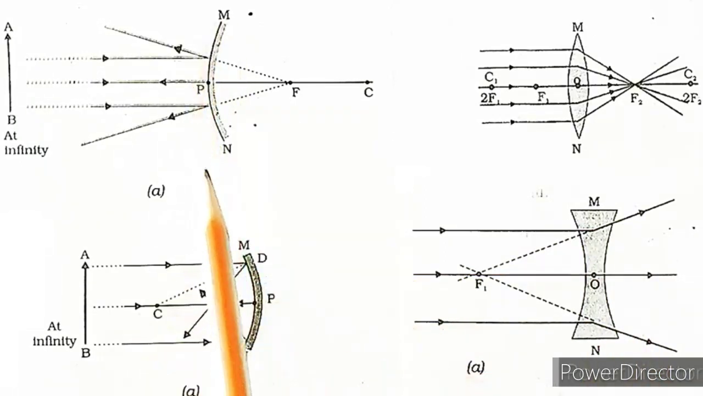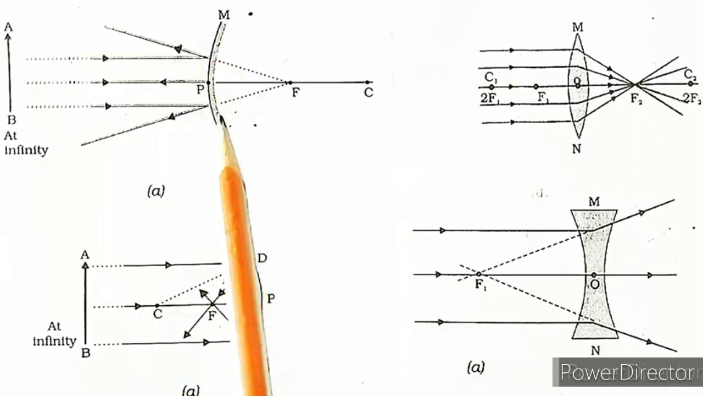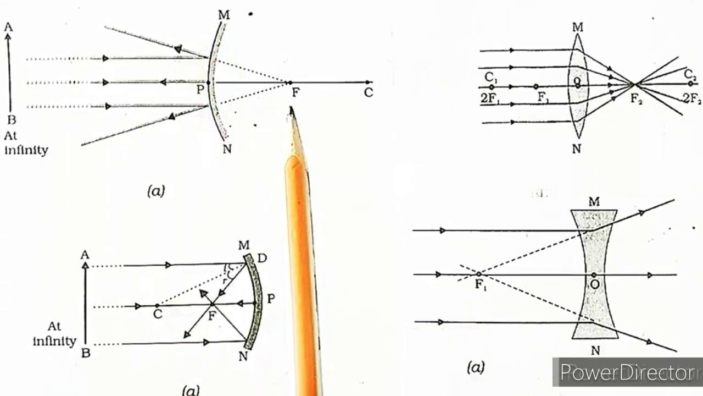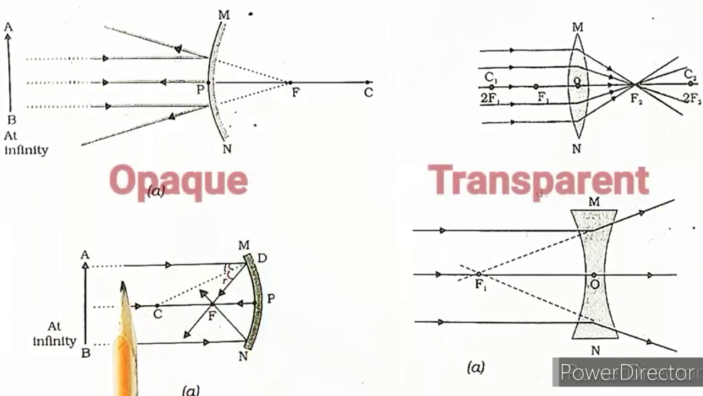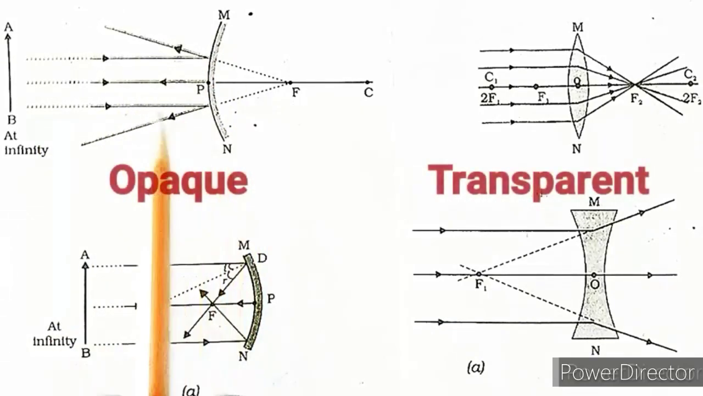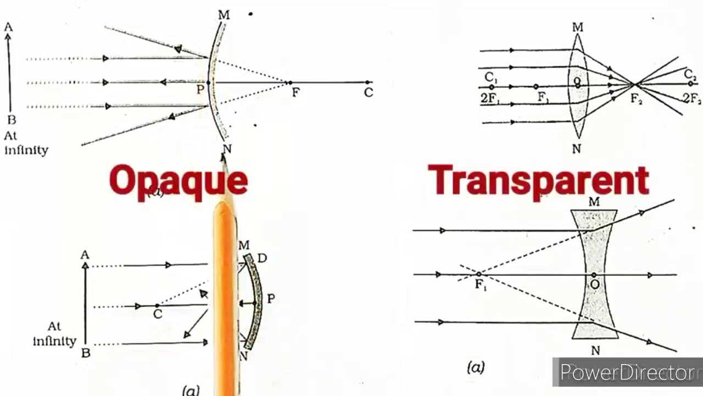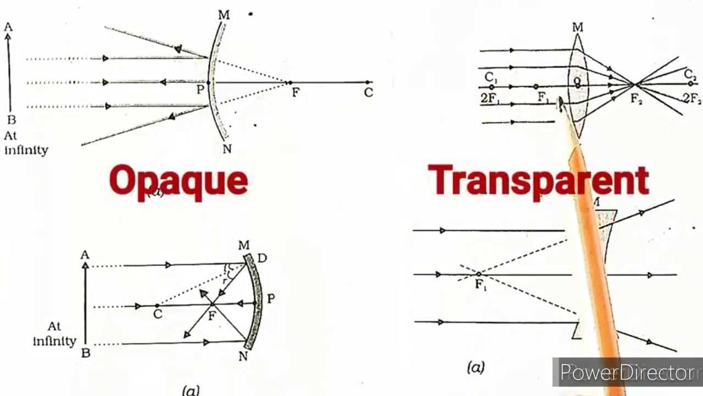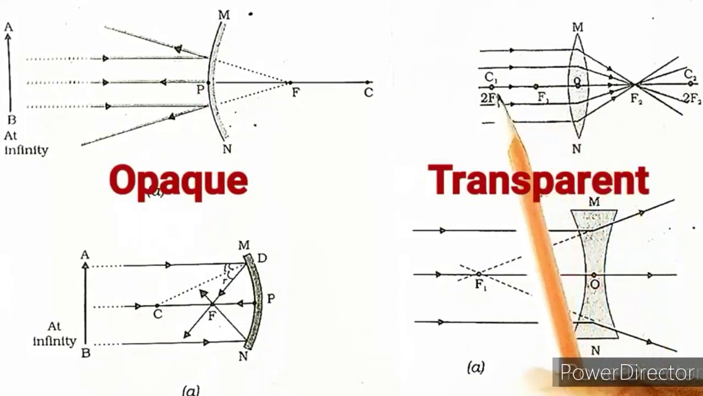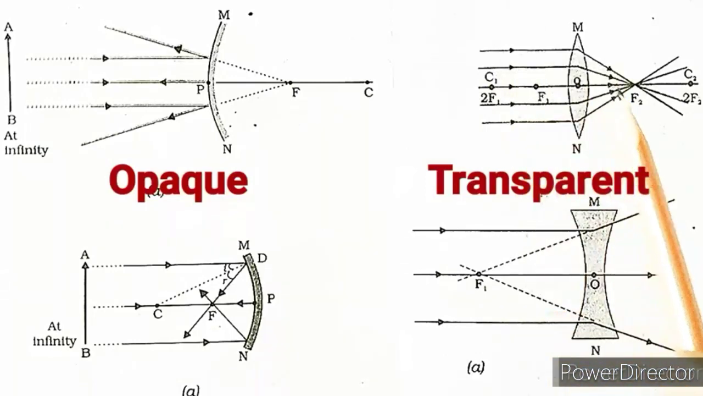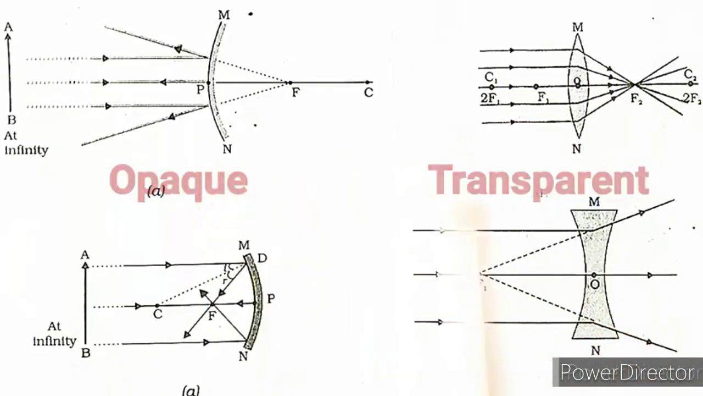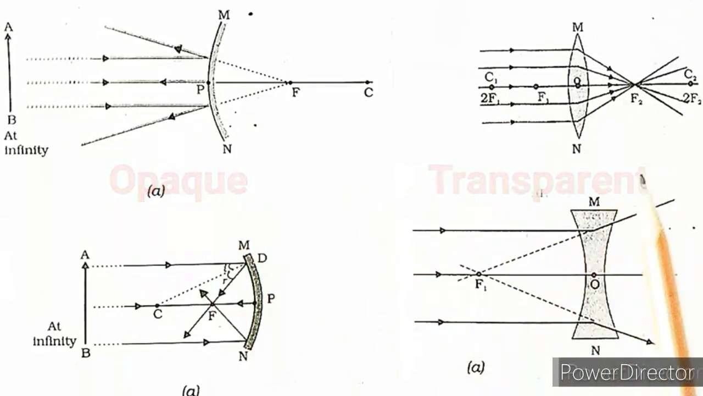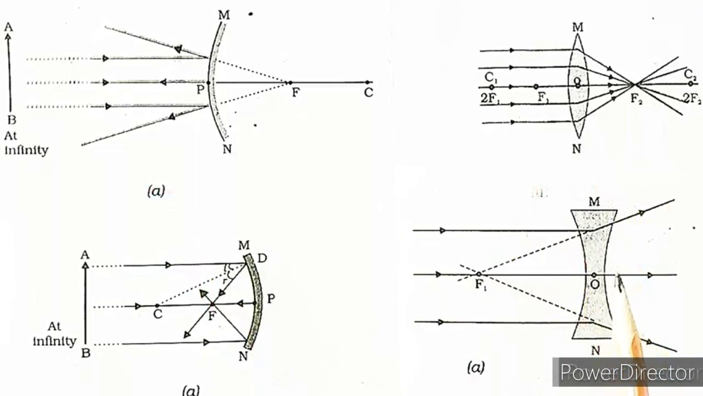Now a mirror is opaque, it's not transparent. The rays of light cannot pass through this. Okay, the rays of light will be reflected. They cannot pass through this because it is opaque. Whereas lenses are transparent. The rays of light can surely pass through them and reach the other side. Okay, that's the first difference. The mirrors are opaque, whereas the lenses are transparent.